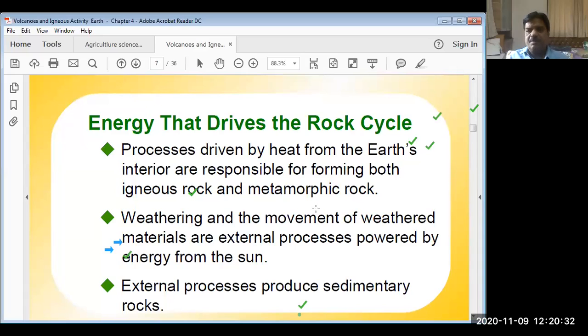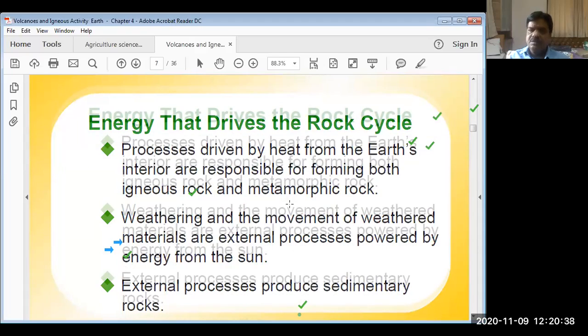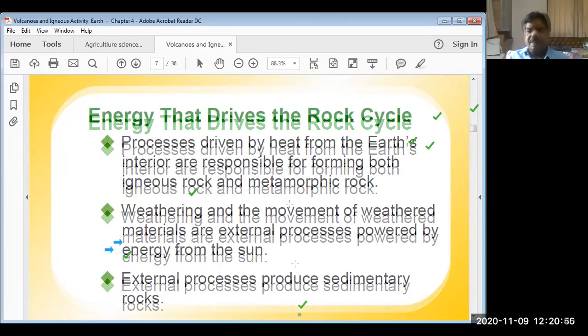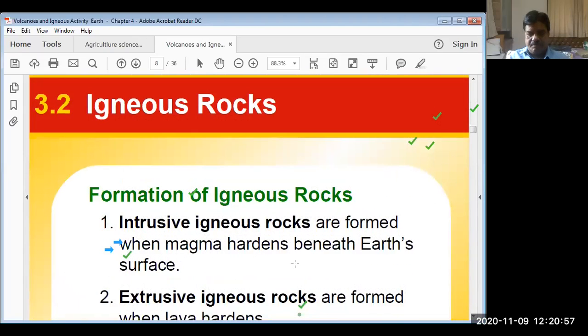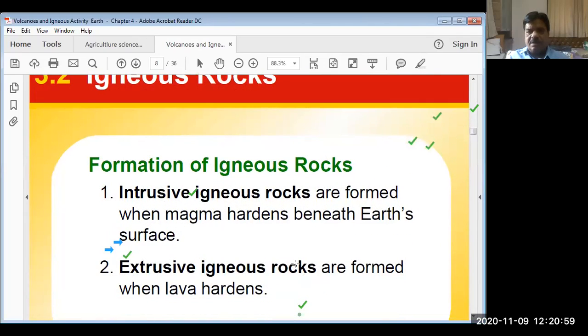For example, another example, pieces of iron rust, iron objects rust. This is also weathering that produces sedimentary rocks. Now come to the other, that formation of igneous rock.